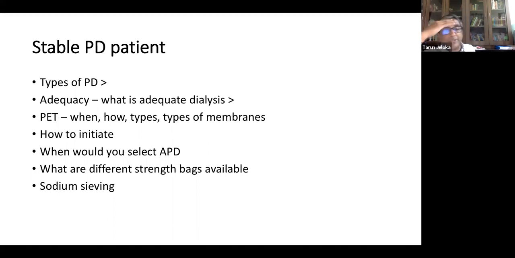In my last PD class, I explained in detail. Briefly, I would mention that sodium sieving doesn't occur in icodextrin. It only occurs in dextrose-based dialysate. Why is that? Because when you put in dextrose, there is immediate switch on of the ultra small pores.